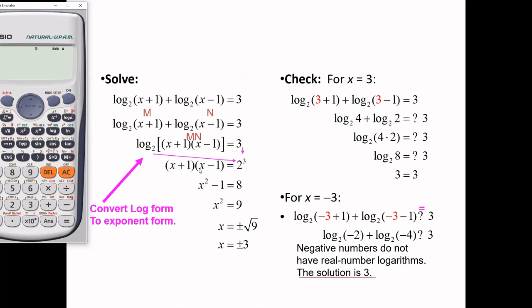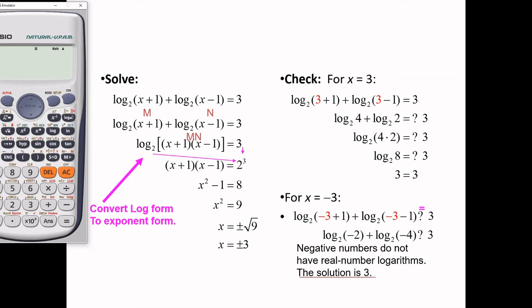Well, these two multiply out into x squared minus 1 because they're conjugates. That was easy. It won't always be that easy. Sometimes you might have two totally different things, or you might have a matched pair. 2 to the third is 8.